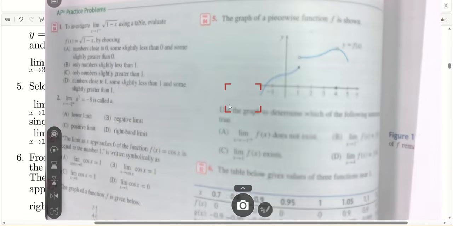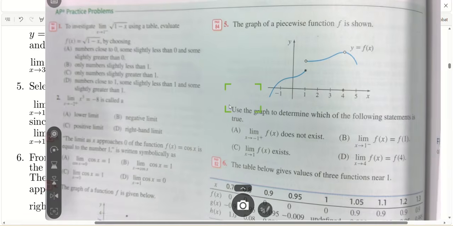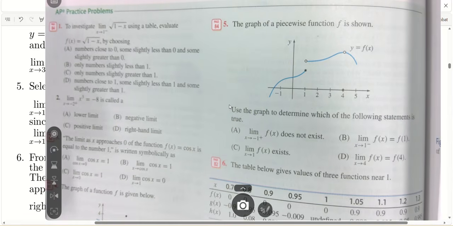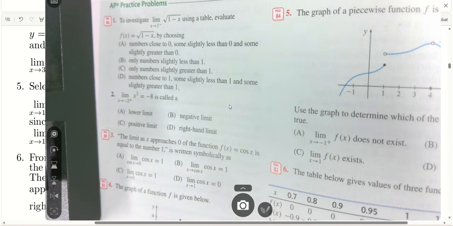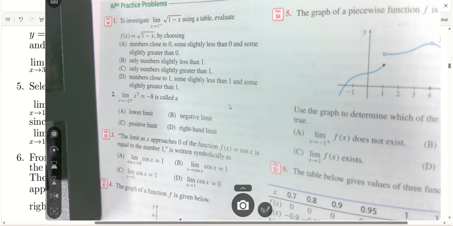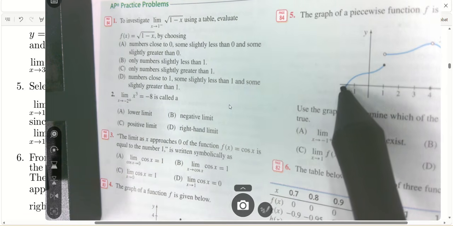Okay, so here's a piecewise function that they give me. That's nice. They give me a graph. All right. So let's see. We want to see which one is true. If I try to take the limit as x approaches negative 1 from the right, does it have a number that it approaches as I get to negative 1 from the right?